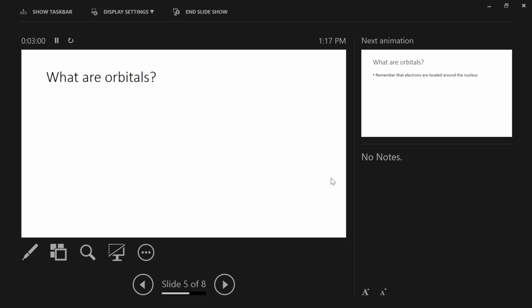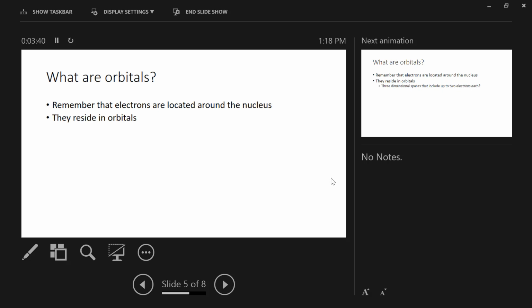All right, next question. What are orbitals? Because we've talked now about S and D orbitals, and we've talked about P orbitals, but we haven't even talked about what an orbital is. What is an orbital, or what are orbitals? So remember from a previous lecture that electrons are located around the nucleus, right? They surround the nucleus. What's inside the nucleus? Electrons? No, electrons surround it. Protons and neutrons. Do you remember talking about this a few weeks ago? Okay, so electrons surround the nucleus.